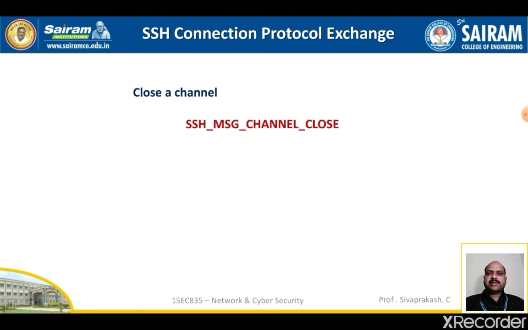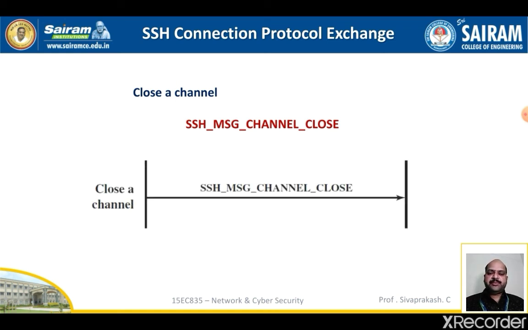When either side of the channel, client or server, wishes to close a channel, it sends a close message, SSH_MSG_CHANNEL_CLOSE, which includes the recipient channel number. Then the channel is closed at the server end, and the client is disconnected from the server. In this way, the SSH connection protocol exchange happens in three ways: opening the channel, data transfer, and closing a channel.